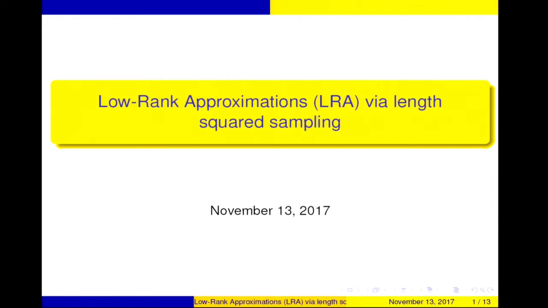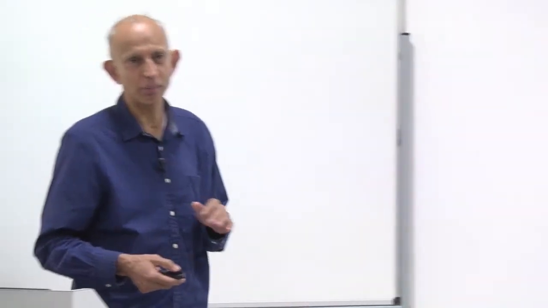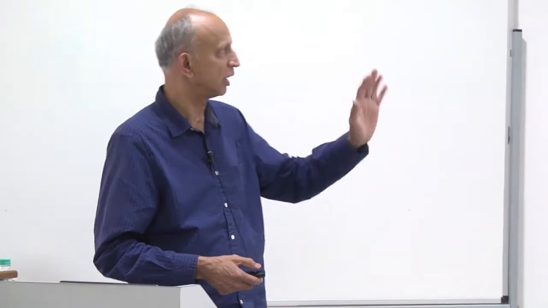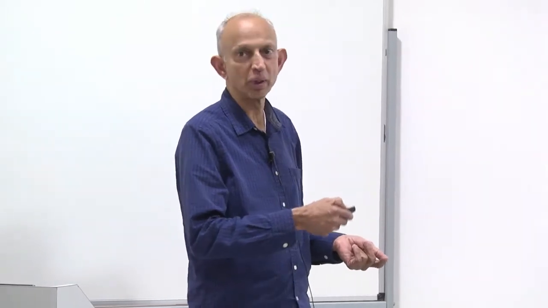So I want to show that you can find low-rank approximations to a matrix from just having a length squared sample, right? Just like we did multiplication. We'll use multiplication again. We keep using that. And we did compression, right? So just like that, we can do SVD or low-rank approximation as well.